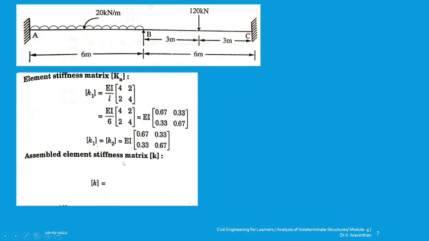And you can assemble the element stiffness matrix. How to assemble? The EI is common here. You can take it outside and put a matrix. The first element is 0.67, 0.33, 0.33, 0.67. It is written here the same way for the second element. The rest of the entries will be 0 here. If you have 3 beam spans, you will have 3 elements. An additional element will be added here.